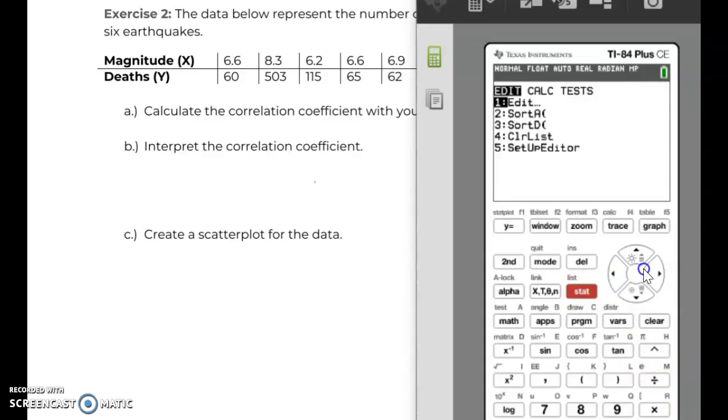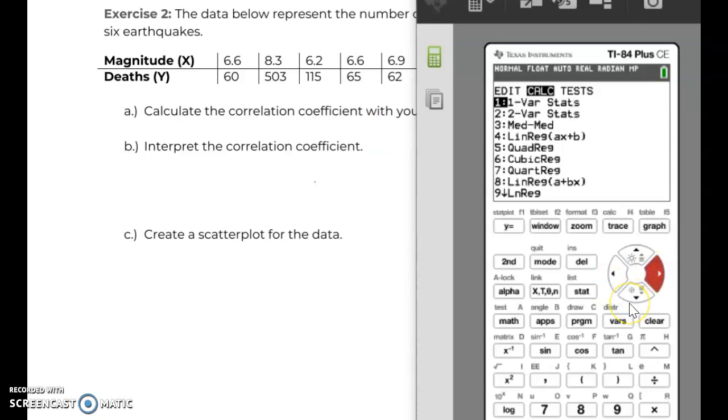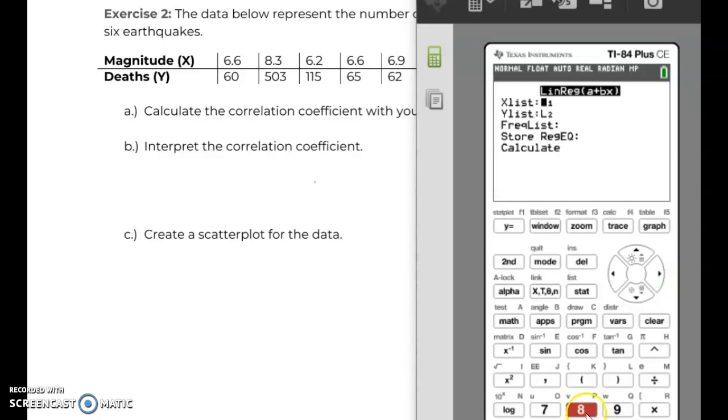We're now going to go to Stat, Calc, then we're going to go down to Linear Regression, and we're actually going to go down to option 8, because generally we look at linear regression as A plus BX, so we're kind of looking at it opposite from how we would do a linear equation in an algebra class. So our X list is L1, our Y list is L2, frequency list is blank. We're going to hit calculate over here. And this actually should calculate the correlation coefficient. However, I can see our diagnostics are turned off over here, so I'm going to have to turn those on.